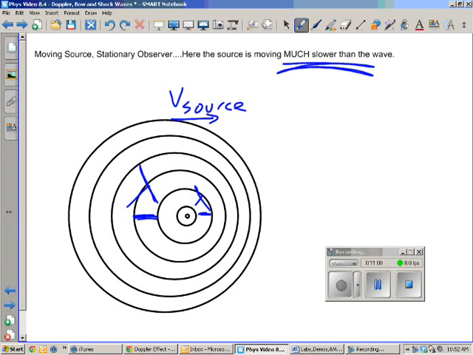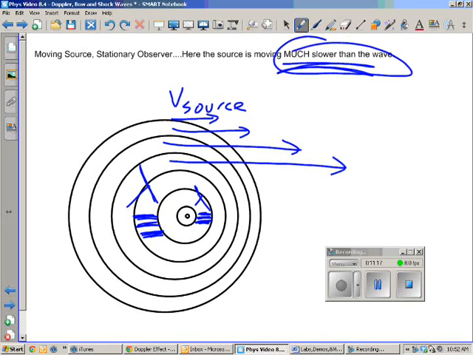But what's going to happen is as our source goes faster and faster and faster, the difference between this wavelength and this wavelength gets bigger. In other words, these guys are going to get closer together, these guys are going to get farther apart. Okay? So here we've got a source that's moving, but it's moving much slower than the wave that it's producing. Okay? And that's important. At this point, the object is moving slower than the waves it's producing. All right? So watch what happens.